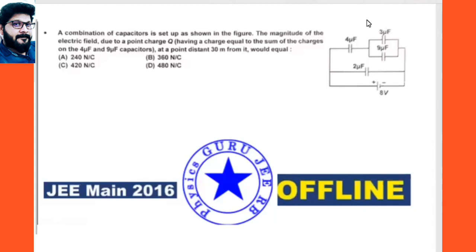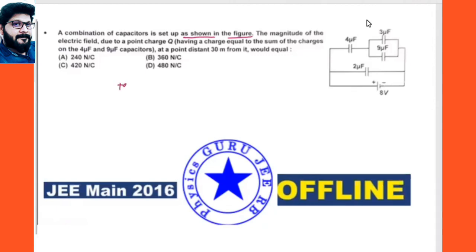Good morning all. Today we'll start with the JEE Mains 2016 offline question based on combination of capacitors. In this problem, the combination of capacitors is shown in the figure. You can see in the figure the magnitude of electric field. You want to calculate the electric field.